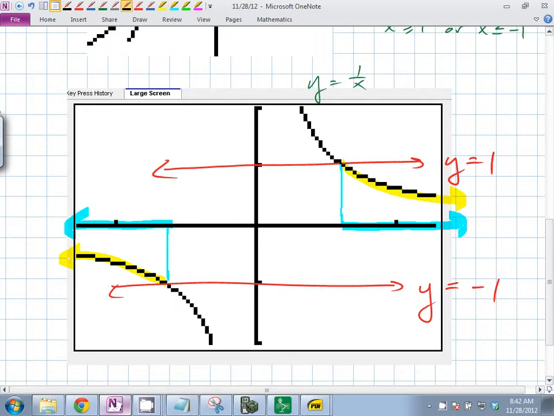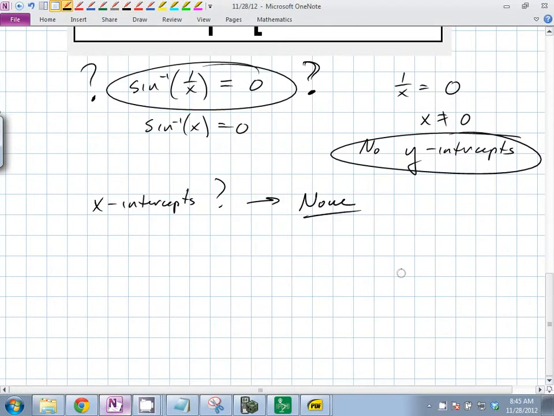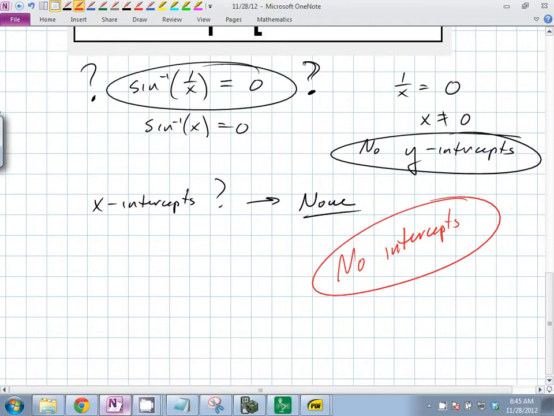Well, when y is 1, what does x equal? This is x equals 1. And what's this right here? X equals -1. So do you see why visually that makes sense? Okay. So we think there are no intercepts. Is that possible? Yeah, we think that's possible. Okay.